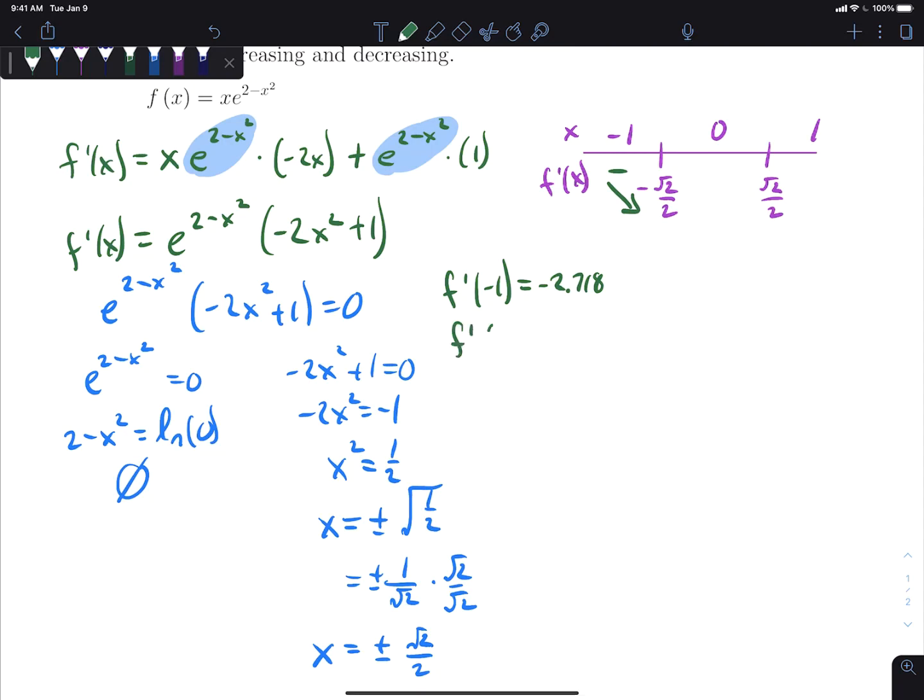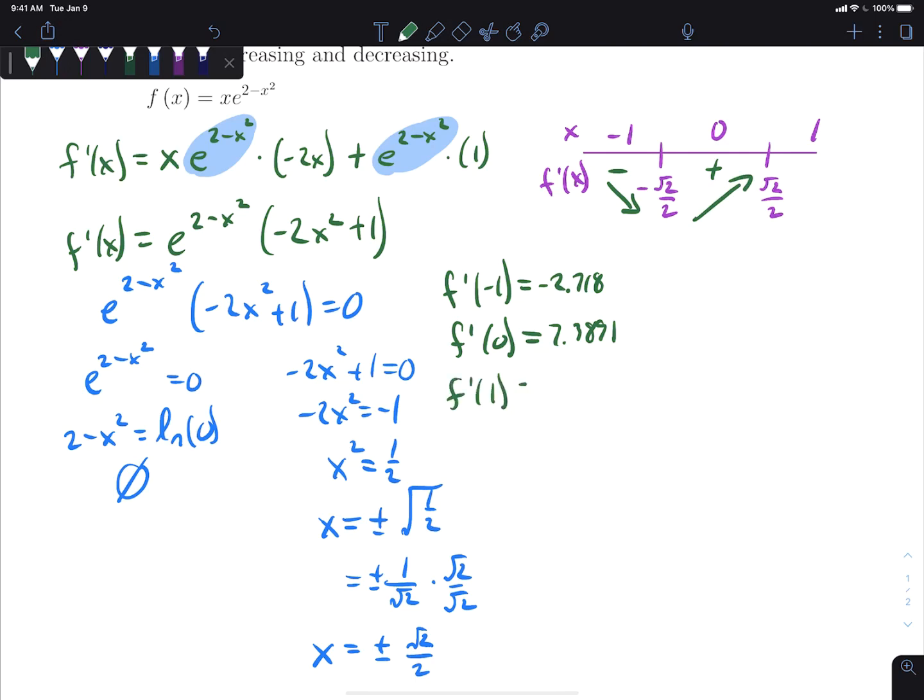Now let's look at f prime of 0. Well, f prime of 0 here is going to give us 7.3891, approximately. And of course, that makes that positive, which means it's going up from left to right.